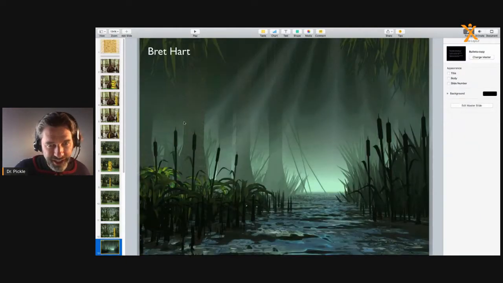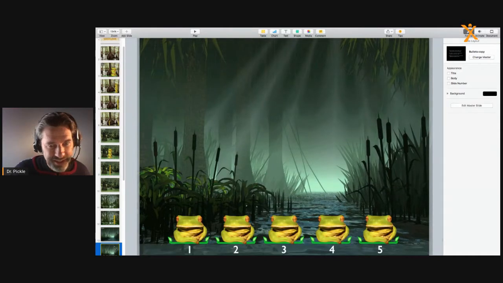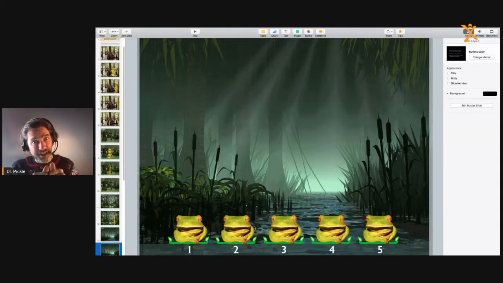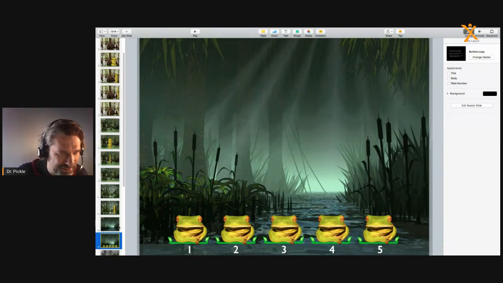Bret Hart created this beautiful image of a swamp. And you can imagine that in order, I'm not going to keep on going with this, but you can see that if you solve for 5, then you can solve for 2 times 5, and you can solve for 3 times 5 just by grouping them differently. Okay, we're not going to do that now. Okay, we're going to keep on going.